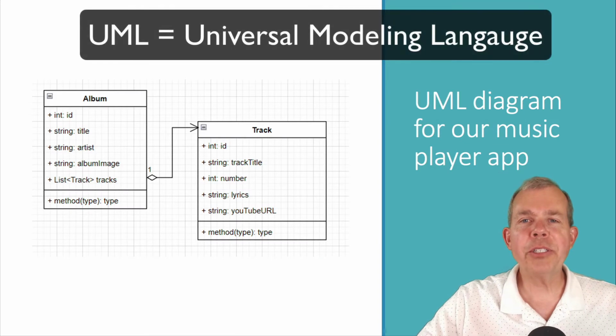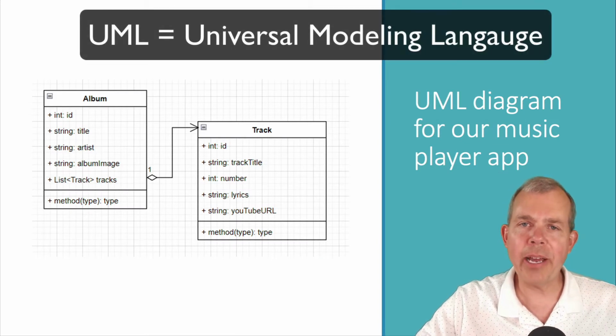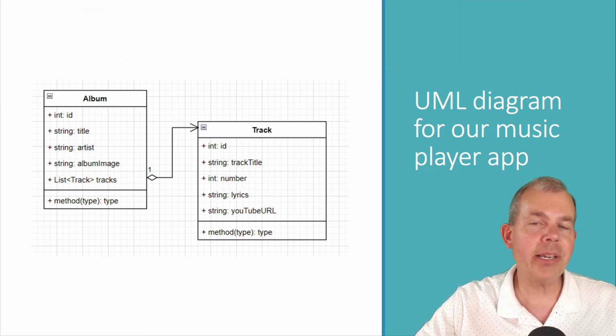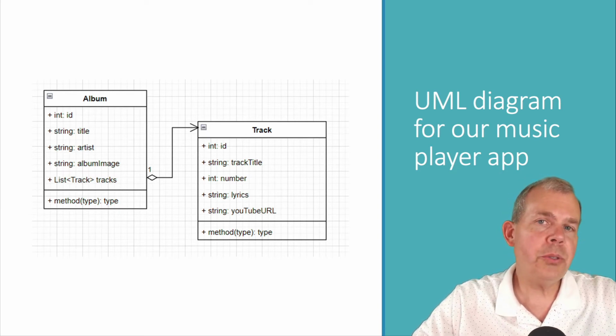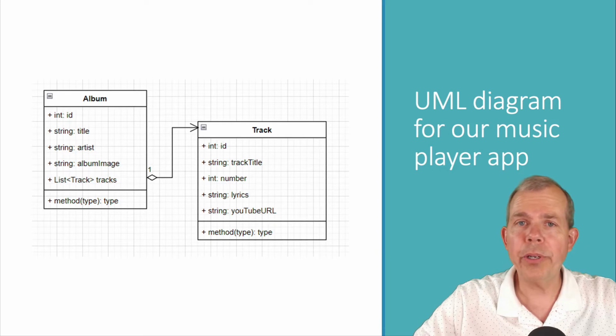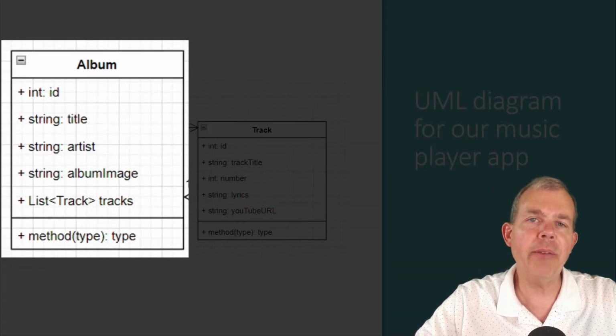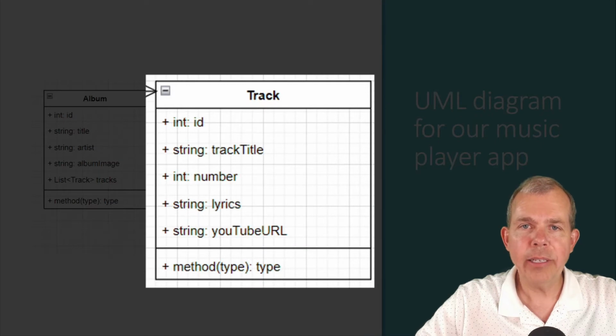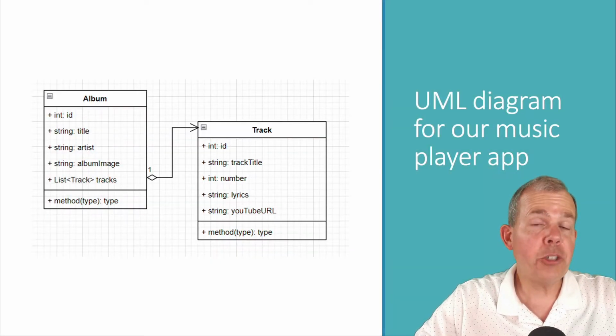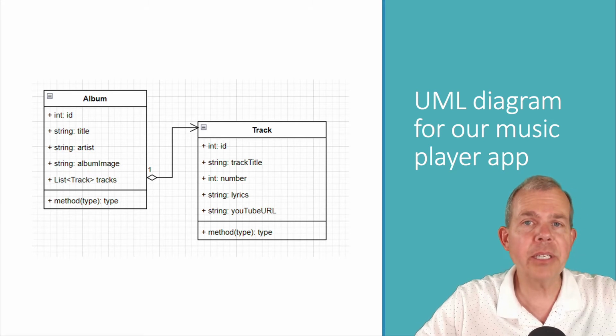So the first thing I want to show you is a UML diagram for our current application. You're familiar with our music app. This diagram shows two classes that hold our data. On the left side, we have an albums class, and the right side is a track class. These are in the C# code. This is not necessarily in the database yet, but they're very closely related.